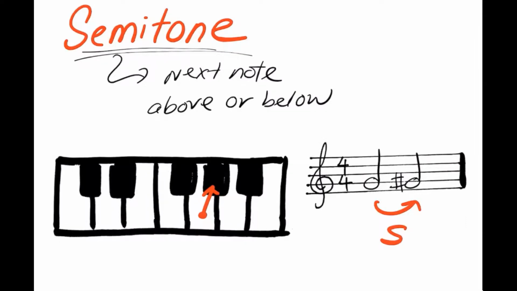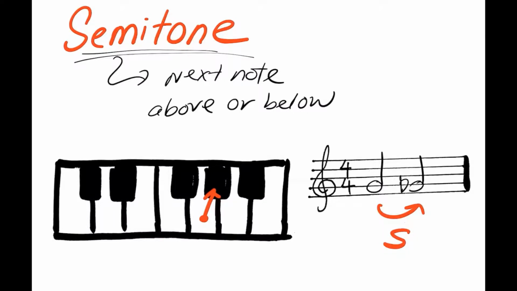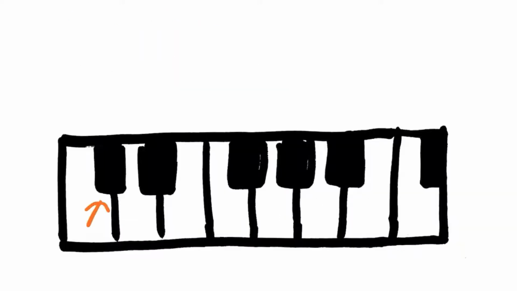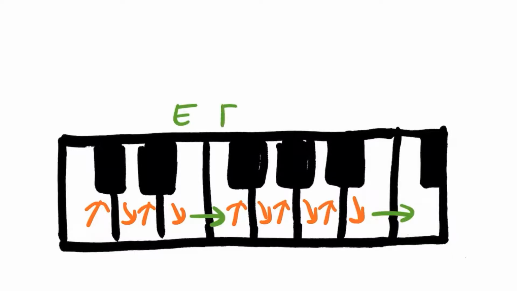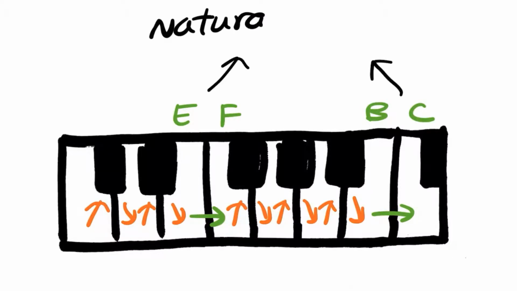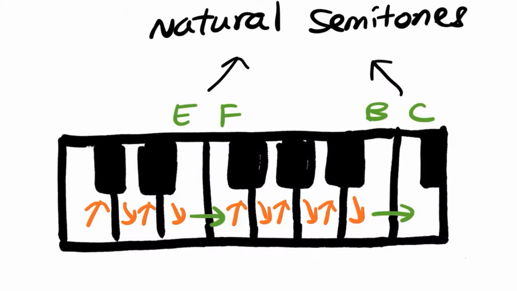G sharp is a semitone above G. Similarly, G to G flat is also a semitone. G flat is a semitone below G. So most semitones involve a white note and a black note, but there are two places that don't, E to F and B to C. They do not consist of any sharps or flats, therefore we call them natural semitones.